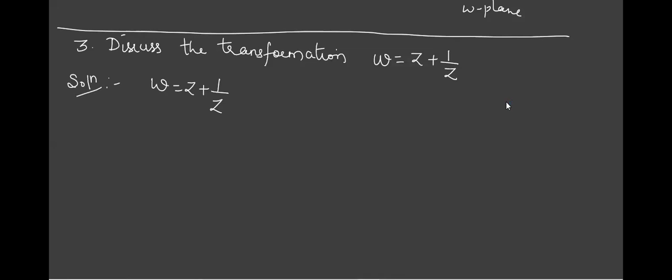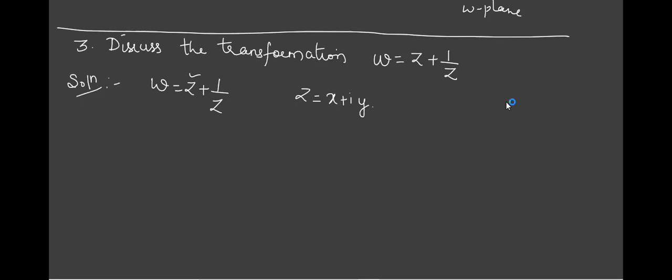Just 1 second, don't write. So we have to substitute. Usually what we have substituted, Z is X plus IY. Suppose if I substitute like this, so here there are 2Z. No problem with this Z substitution, but what happens if I take 1 upon X plus IY?